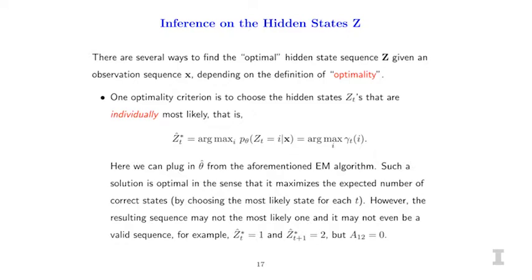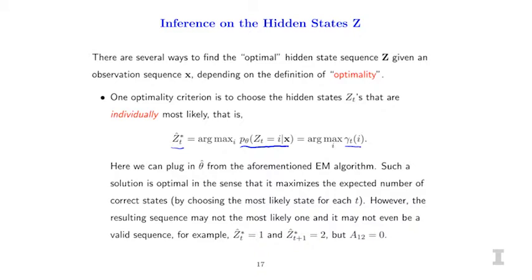There are two different solutions depending on the definition of optimality. One solution is to choose the hidden states zt such that they are individually most likely, meaning at every time t, based on our estimate of theta, we can compute the conditional probability of zt equal to i given x, which is basically our gamma t i function we discussed before. So given theta, we can compute the posterior distribution of zt given x, and then choose our best guess for zt to be the most likely value.